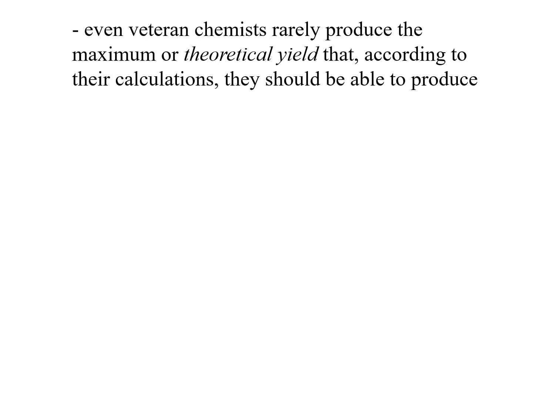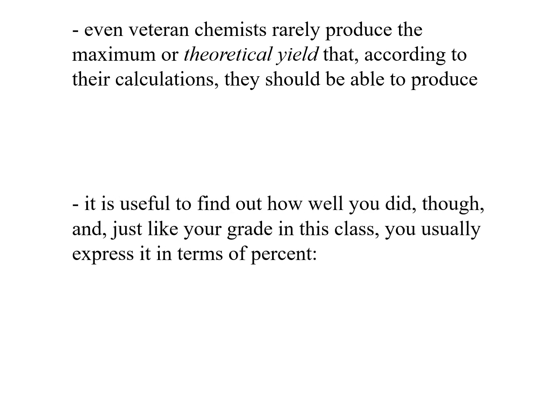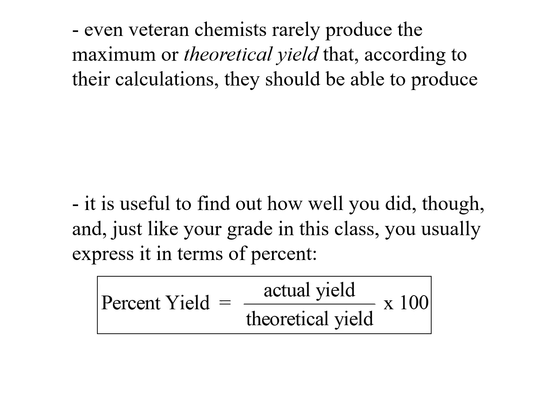But in real life, nobody, and I mean nobody, ever produces that amount. You always produce something less than that. That's called the actual yield. And if you take the actual yield divided by the theoretical yield and you multiply by 100, you'll get your percent yield. Right?